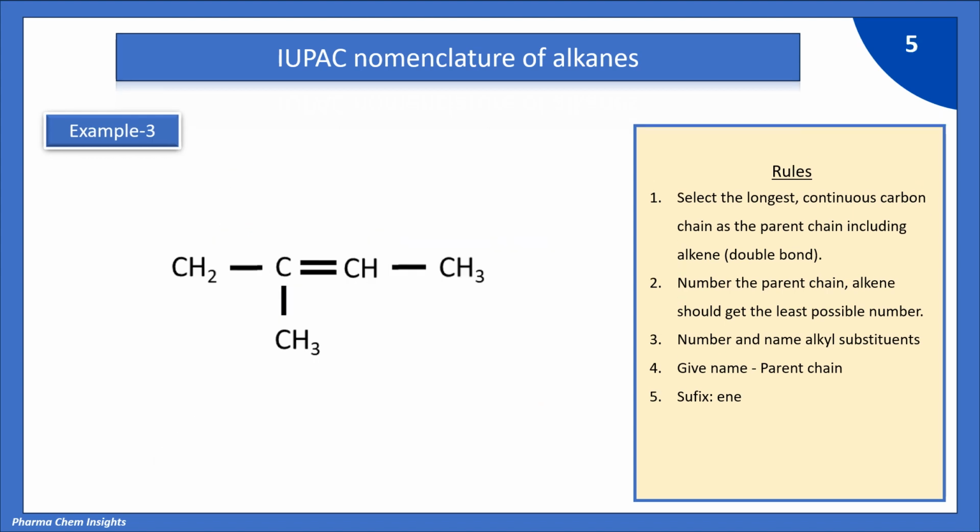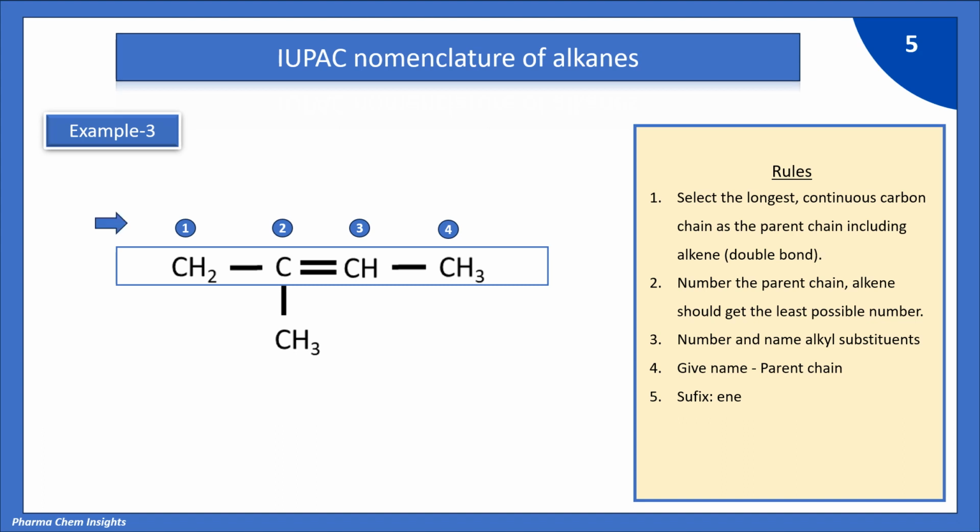Let's move to the next. Example 3, let us select the longest continuous carbon chain containing the double bond of the alkene. So this is the longest chain. Let us see how many carbon atoms. So there are 4 carbon atoms, so it is butene. Now from both the ends, the carbon of the double bond alkene is getting numbered at second position.